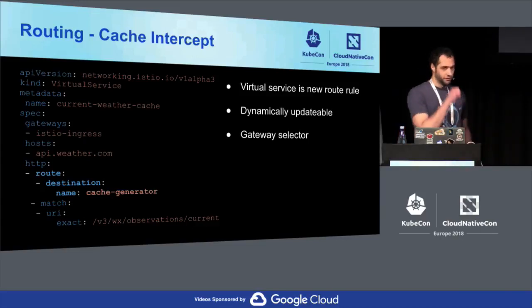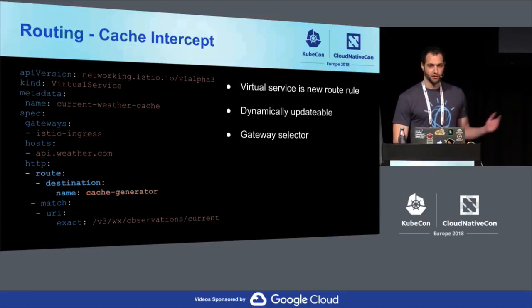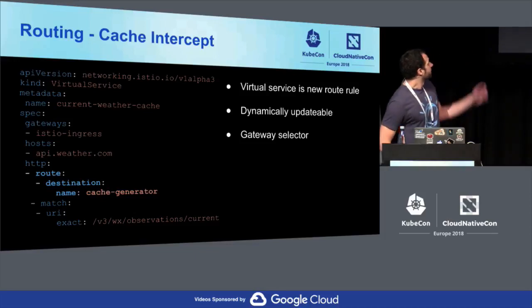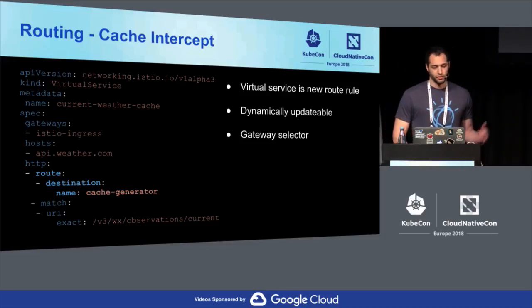This is the new route rule if you're familiar with Istio, and these are also dynamically updatable. And if you note that there's a gateway selector, so if you had multiple gateways, you can choose specific ones or you can just say mesh as a whole. But we assign this to the ingress.